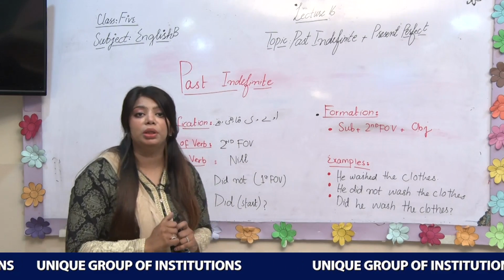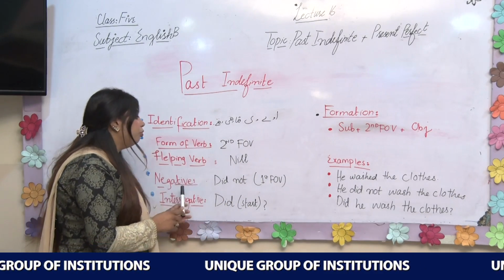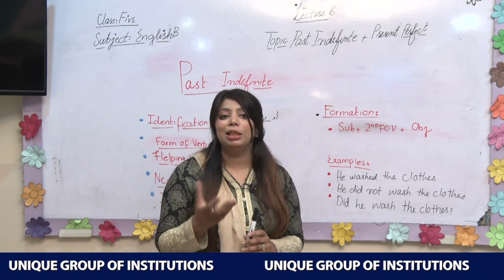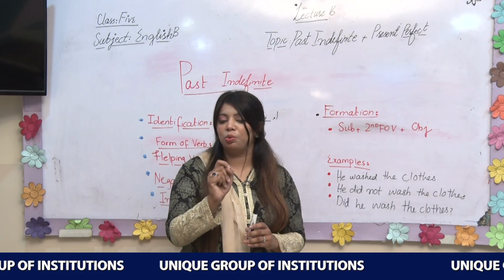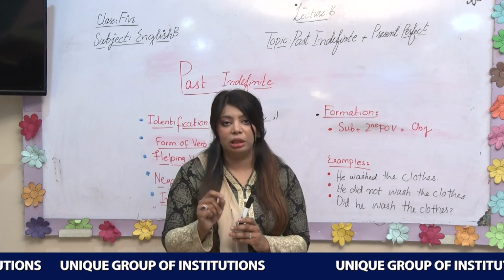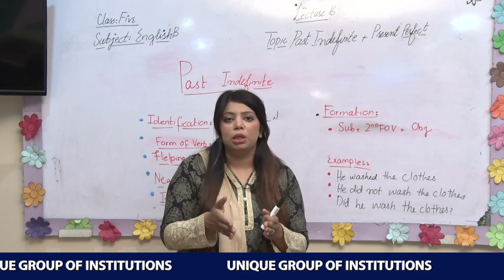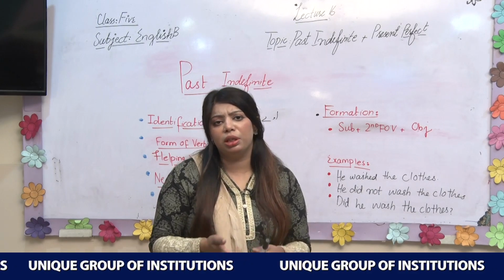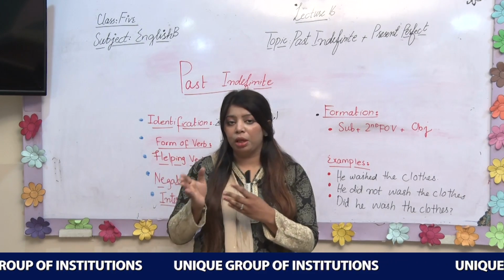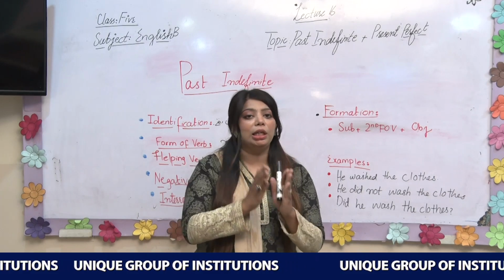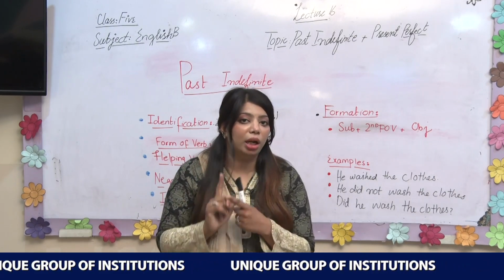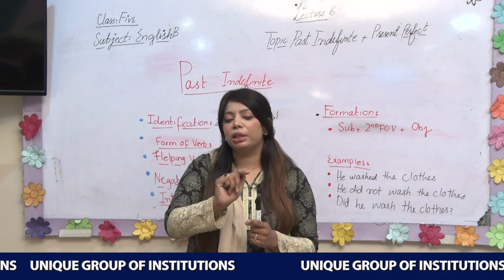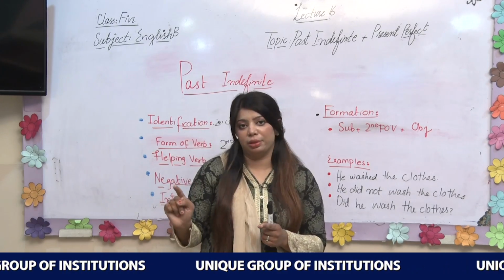Now let's move to the negative one. When we make the negative of past indefinite, we use did not. Did itself is the second form of the verb, so that's why we use the first form with did. For example, he wrote a letter. This is a simple one, we are using the second form. When it comes to the negative, he did not write. Are you getting my point? We use write with did because did itself is the second form of the verb. Whenever did comes in a sentence, we use the first form with it.